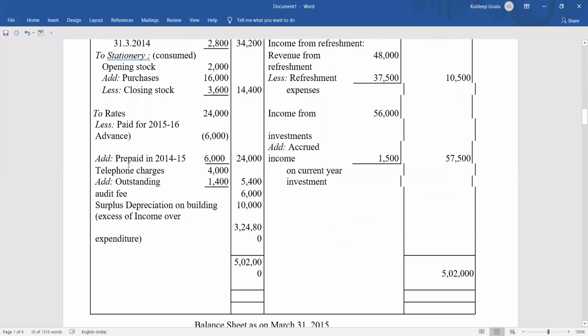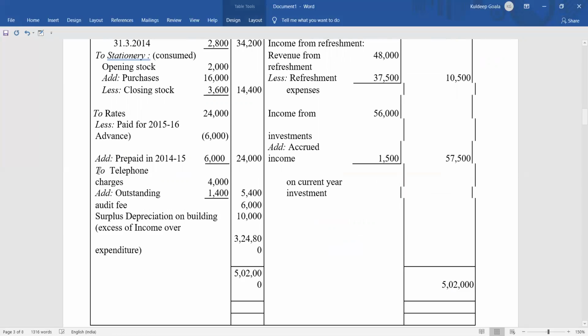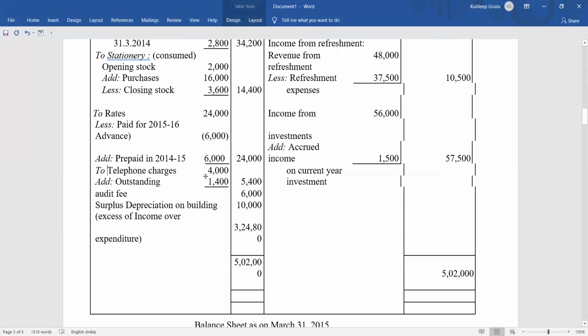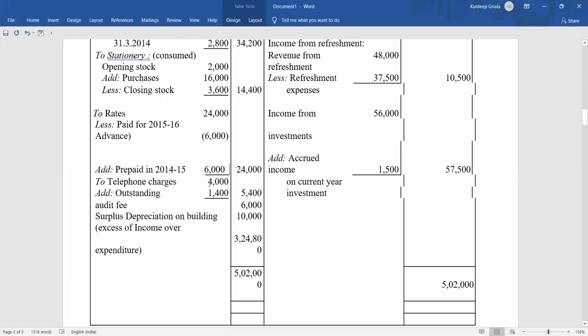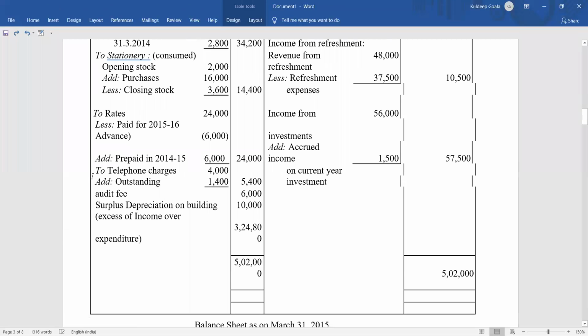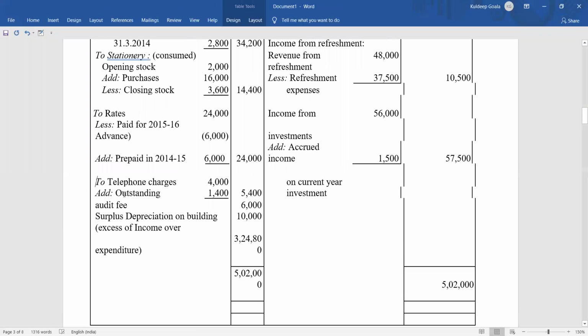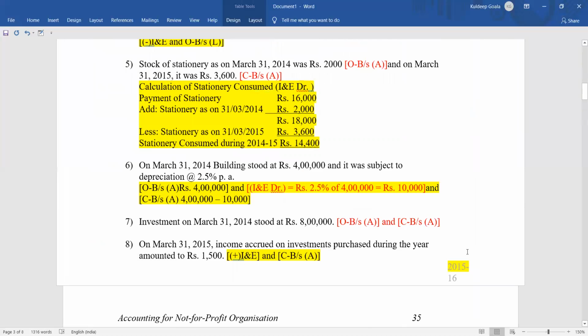So how will it come? To telephone charges, 4,000. And outstanding 1,400. In the outer column it comes to 5,400 rupees. Okay, here. Then let's go to the next one.